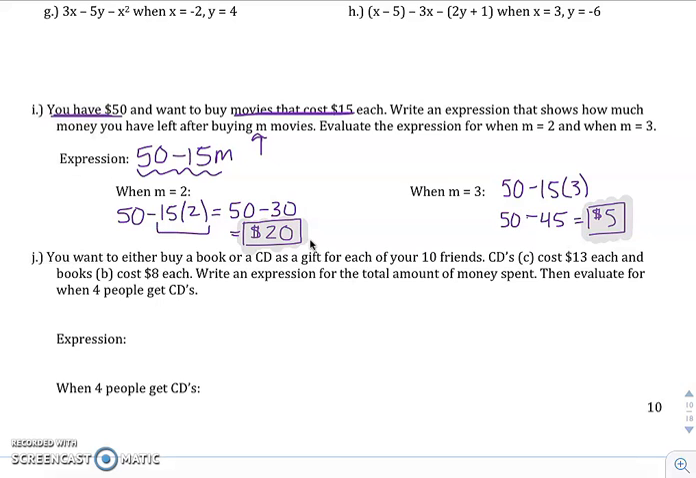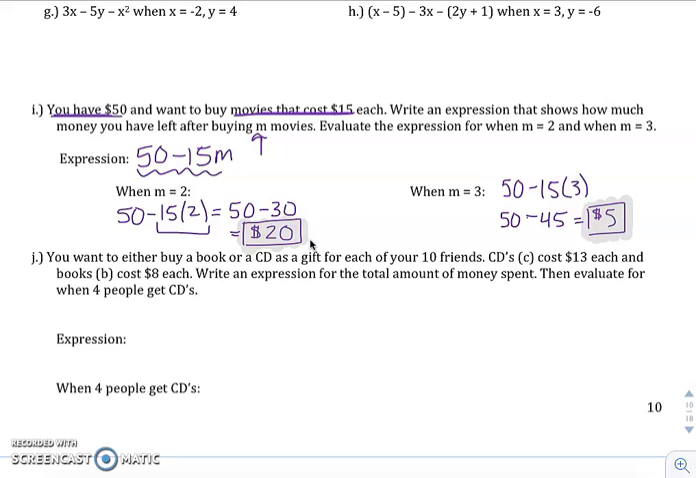So let's try to write an expression for letter J. It says you want to either buy a book or a CD as a gift for each of your 10 friends. So CDs cost $13 and books cost $8. But write an expression for the total amount of money spent. Then evaluate for when 4 people get CDs.